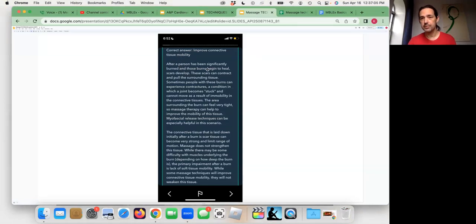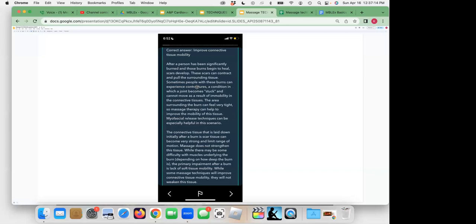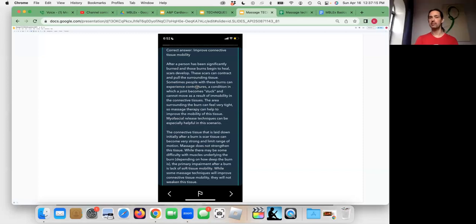So after a person's burns begin to heal, the scars can contract and pull the surrounding tissues. Sometimes people with these burns can experience contractures, a condition in which a joint can become stuck and cannot move as a result of immobility in the connective tissues. The areas surrounding the burn can feel very tight, so massage therapy can help to improve the mobility of this tissue. Myofascial release techniques can be especially helpful in this scenario.